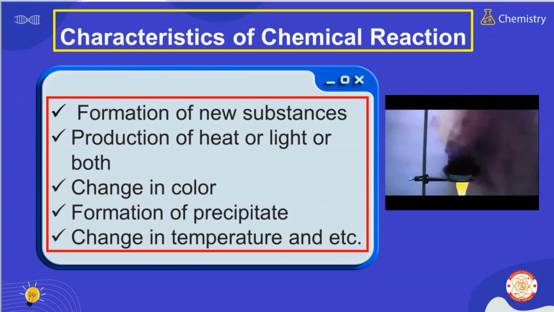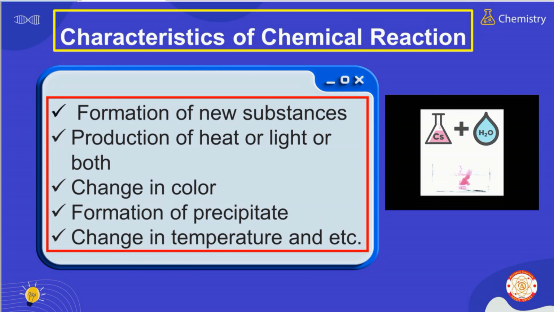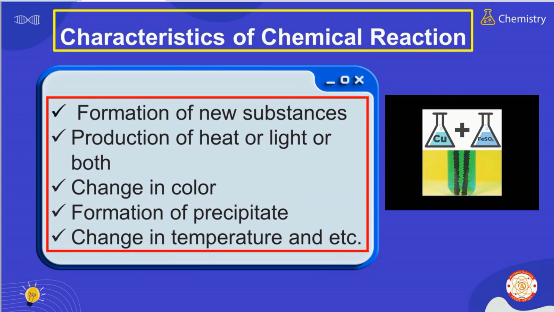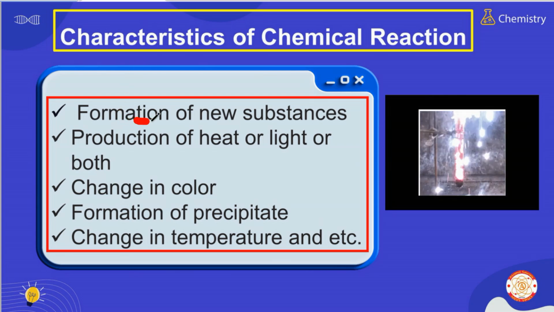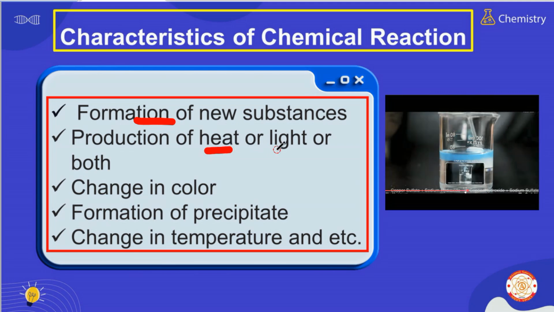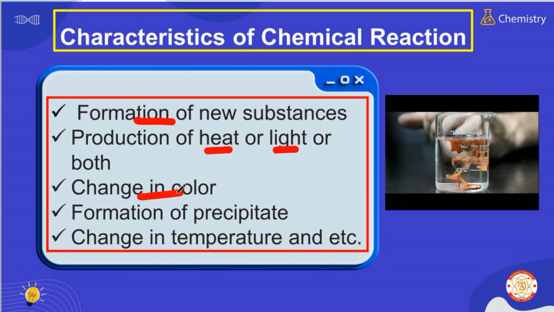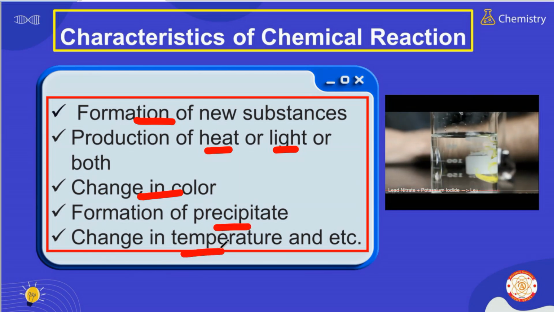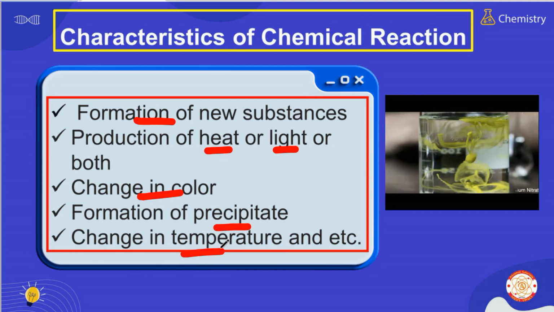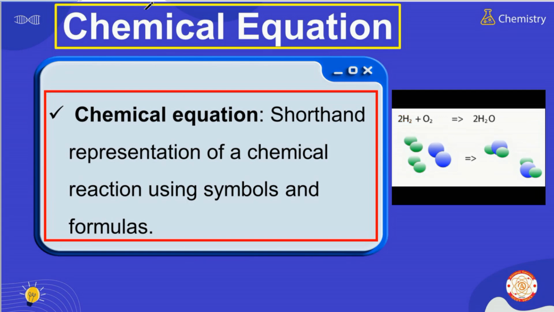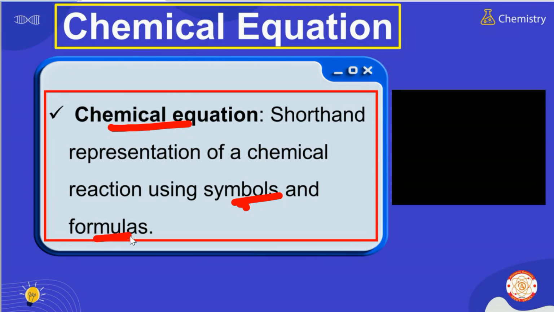Characteristics of a chemical reaction. So there are evidences that a chemical reaction has occurred. These include formation of new substance, production of heat or light or both, change in color, formation of precipitate, and change in temperature. All these are indicators that a chemical reaction has occurred. Instead of writing long sentences, scientists use chemical equations. It's a shorthand representation of a chemical reaction using symbols and formulas.